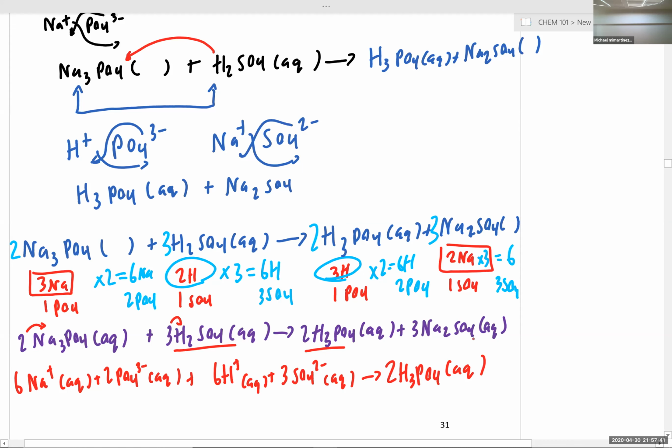Okay, do we dissociate sodium sulfate? Yes, we do. How many sodiums do I write for sodium sulfate? How many sodiums are generated in solution for sodium sulfate? 6. Okay, perfect. And we also make 3 sulfate.